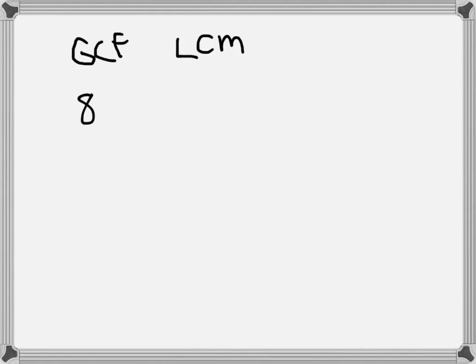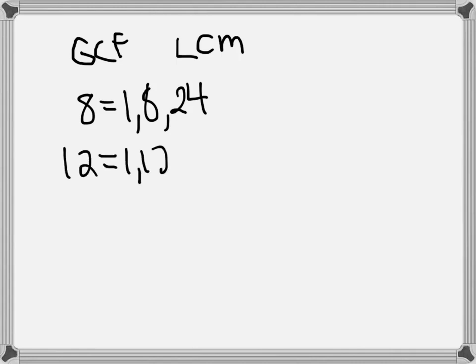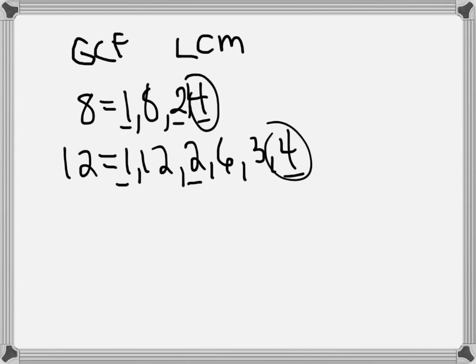So for the number 8, for example, factors are 1 and 8, which is 1 times 8, and 2 and 4. The number 12 has factors of 1 and 12, 2 and 6, and 3 and 4. Based on that, you can find the common factors. Every number always has a common factor of 1. In this situation, because they're both even, they both have a factor of 2 and they both have a factor of 4, 4 being the greatest common factor.